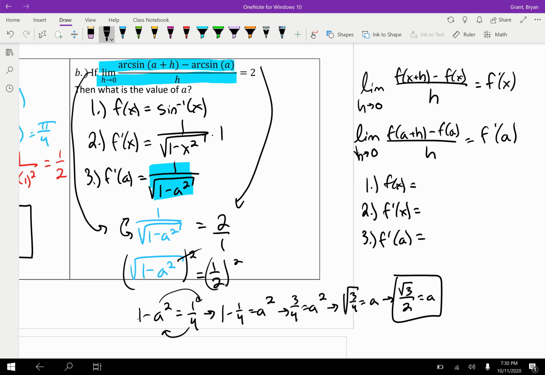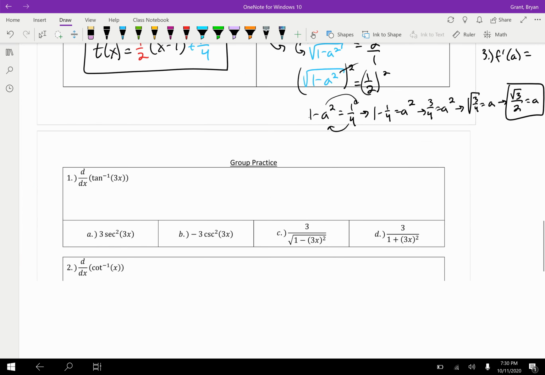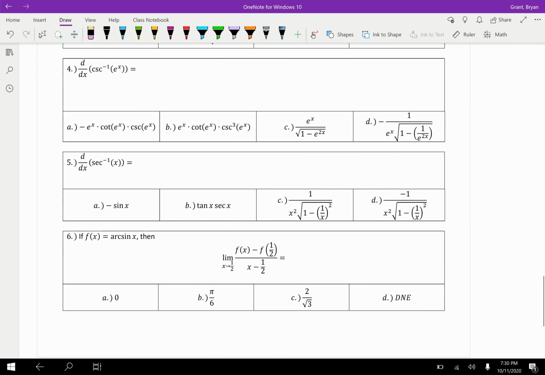So what did we actually find here? Well, that tells us if we wanted to know the derivative of inverse sine at root 3 over 2, then the answer is 2. Yeah, so it's a pretty gnarly problem, but I think it's a fun one, gets you some algebra practice. The rest of these are much more straightforward, I promise. There are a couple definitions of the derivative, but nothing nearly as complicated as you just saw.